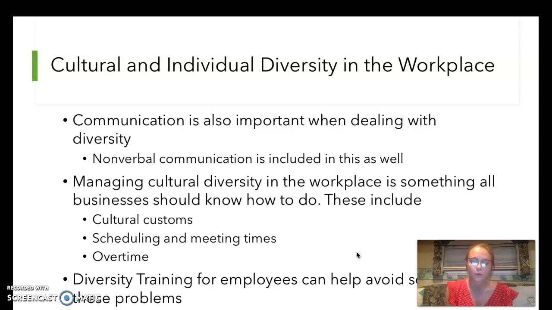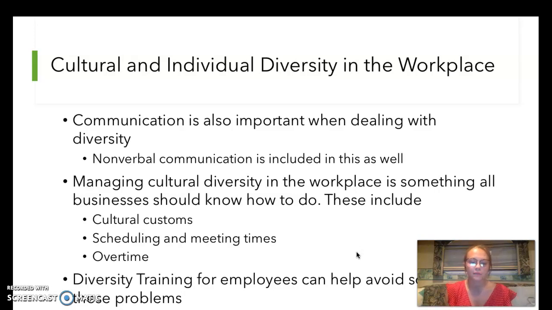This also includes nonverbal communication and body language, which can become very important aspects in different cultures. Such as in certain cultures, instead of shaking hands, they may kiss each other on opposite sides of the cheek, or stand shoulder to shoulder instead of an arm's length apart, which we Americans are used to. Managing cultural diversity in the workplace is something that all businesses should know and do. And maintaining cultural customs is very significant when doing business. If a custom is ignored, it can be seen as rude and even cause the loss of a business deal.